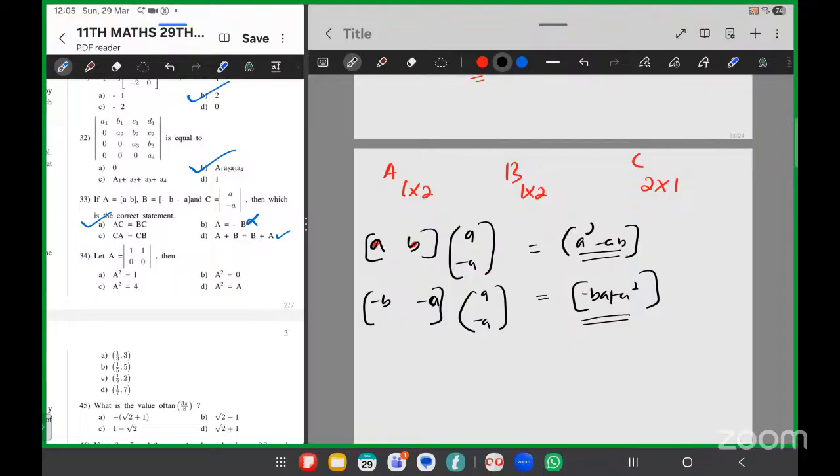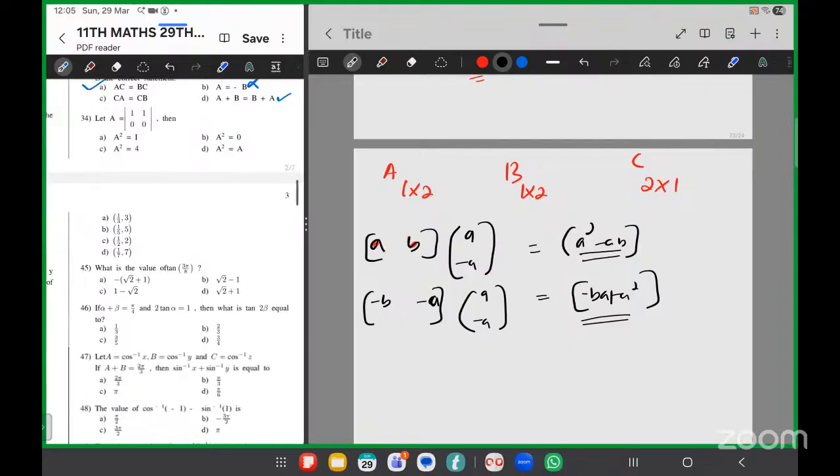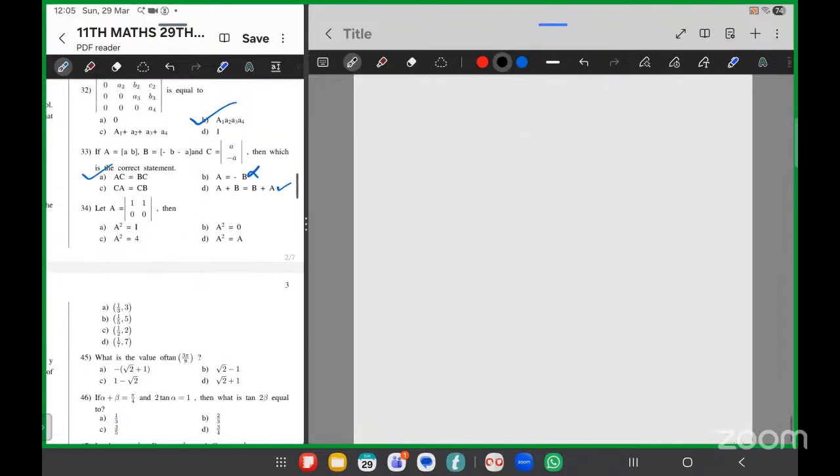Then question number 34. We have a matrix. We have to take the square 1, 1, 0, 0, 1, 1, 0, 0. If you take the square means 1, 1, 0, 0, 1, 0, 1, 0, 0, 0. This is A square. A square cannot be equal to I. ये नहीं आएगा. Because this is same as matrix A only. So option D is the correct one.